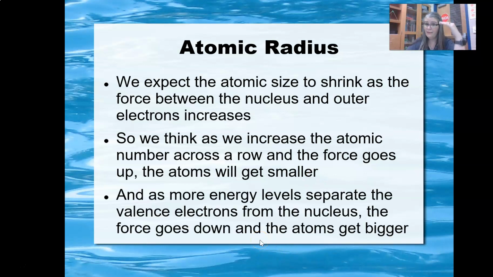Then if I think about going down a group, remember I said I'm putting those valence electrons in the 2 subshell, in the 3 subshell, in the 4 subshell. We get more and more distance from the nucleus. The greater the distance from the nucleus, the less attractive force, and the atom is getting bigger and bigger and bigger.